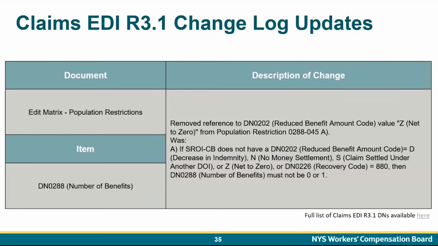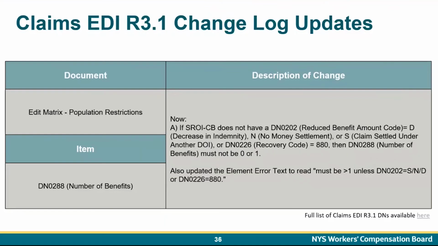Changelog item 217, again, remove references to net to zero on the number of benefits, DN 0288045A. And by removing the reference to net to zero, 028064A now reads as shown on this slide. And the element error text now reads must be greater than zero unless DN 202 equals SND, because we removed the Z, or DN 0226 equals 880.